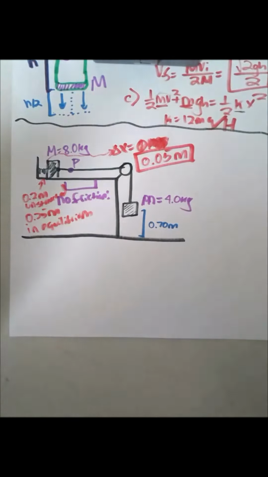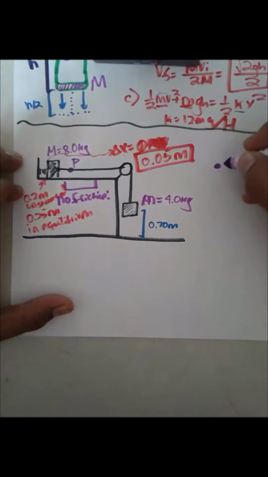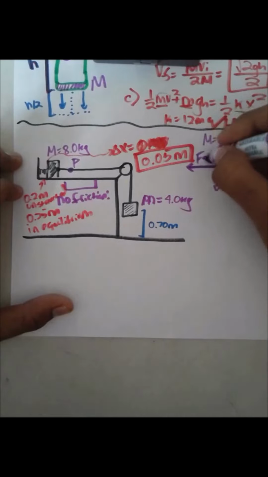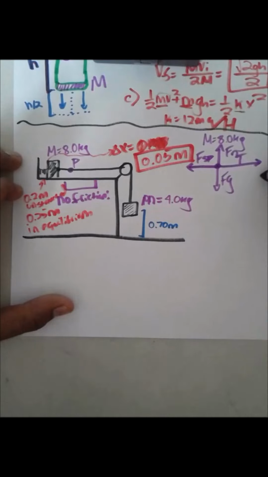All right, now the first part is asking us to draw some free body diagrams. We can do that. So the FBD for the 8 kilogram mass, we have the force of gravity, a normal force, some tension, and F sub sp, the spring force. Now for the 4 kilogram mass, we have F sub g and some tension. All right. Now we want to calculate the tension of the string. Oh, easy money.